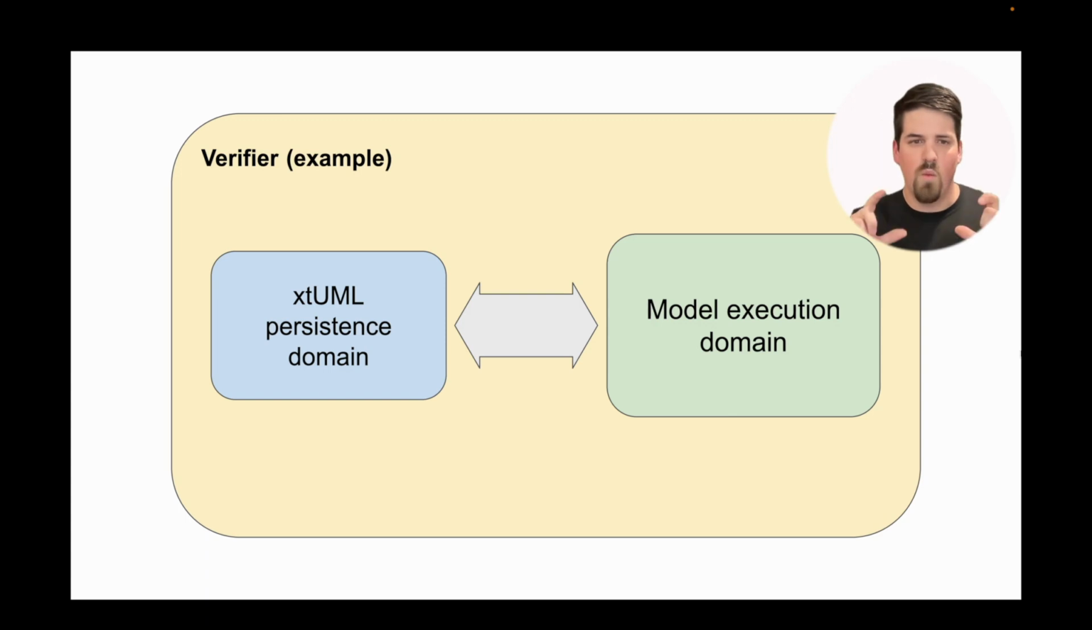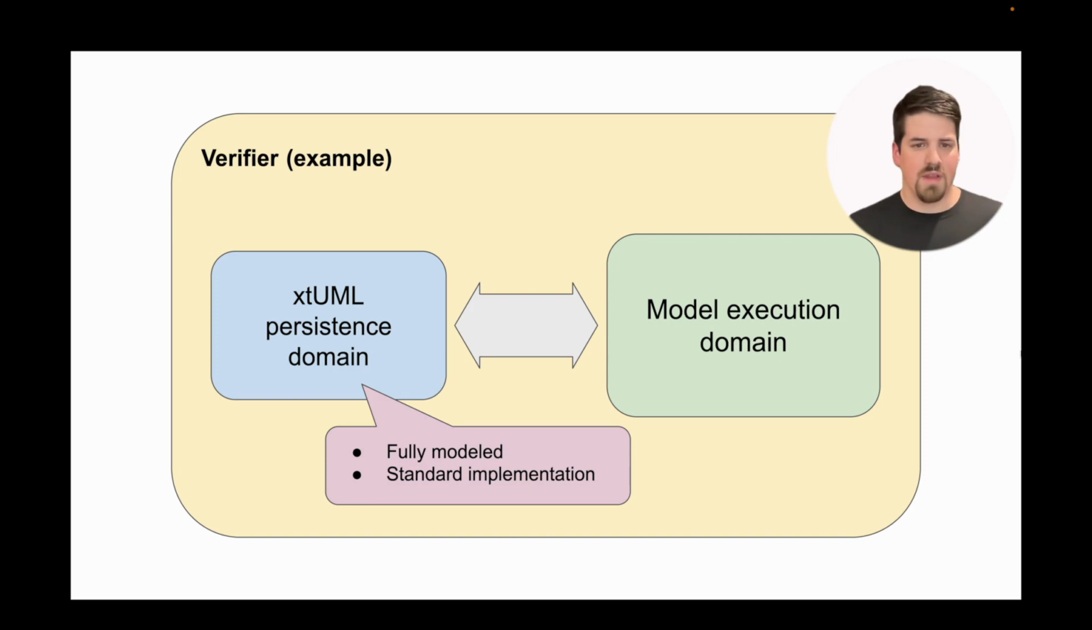So zooming in on just one example here with the verifier. Inside this verifier application, we would have an xtUML persistence domain. This domain is what's responsible for parsing and serializing the instances, basically converting between the text specification and the meta model. This would be a fully modeled application and a standard implementation. We could build a reference implementation for this, and we could port it to different languages so that it can be reused in any of these modeled domains.